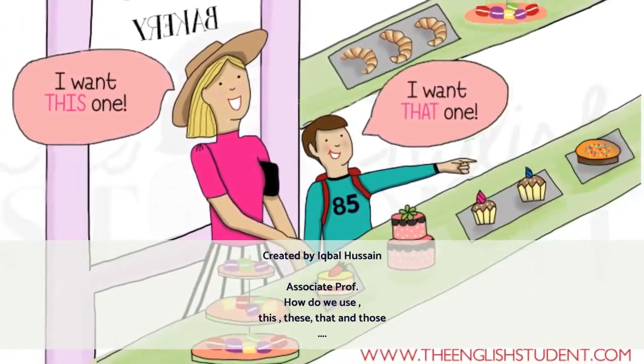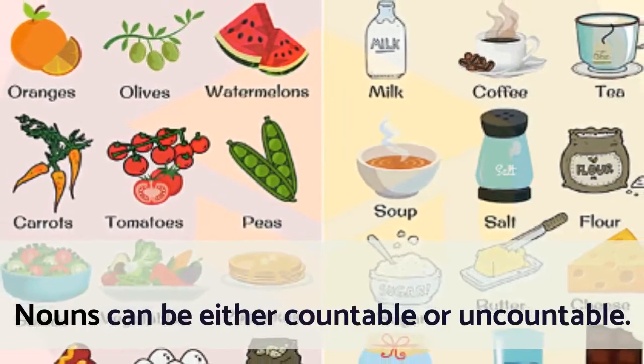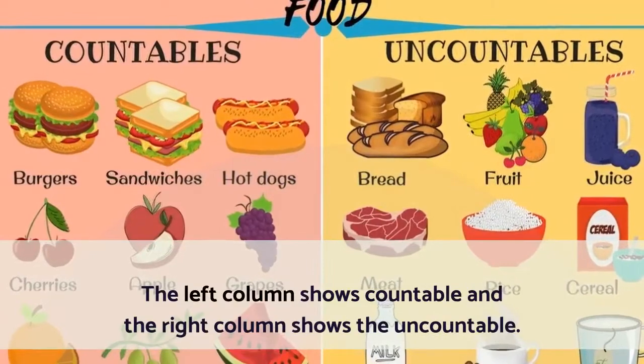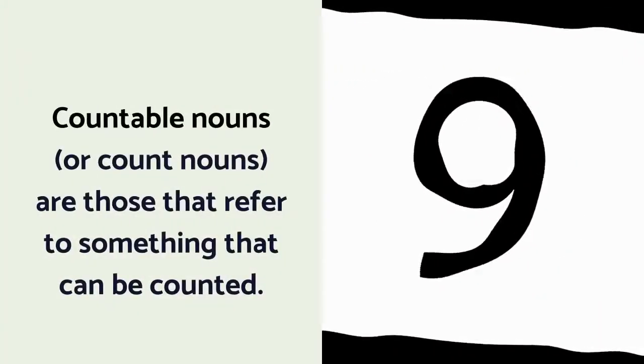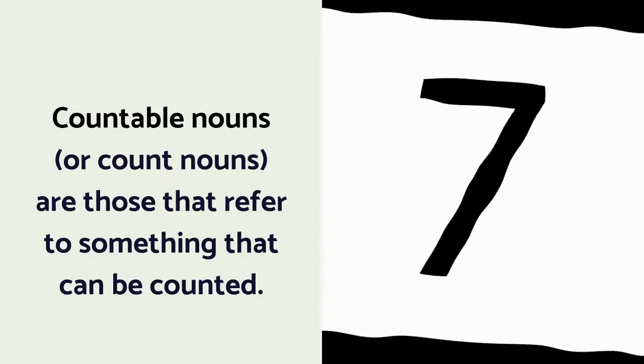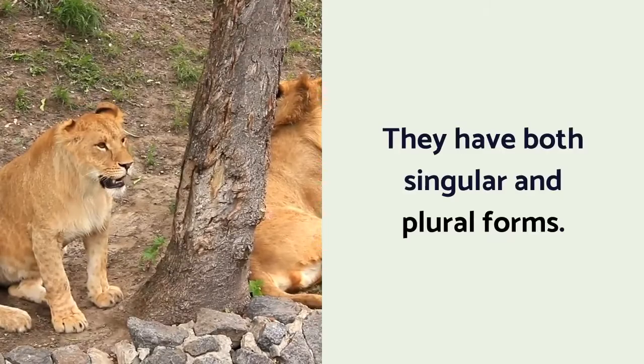How do we use this, these, that and those? Nouns can be either countable or uncountable. The left column shows countable and the right column shows the uncountable. Countable nouns, or count nouns, are those that refer to something that can be counted. They have both singular and plural forms.